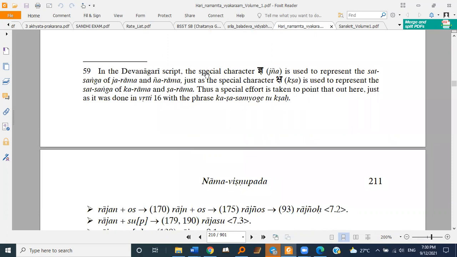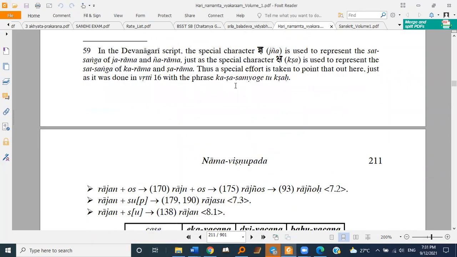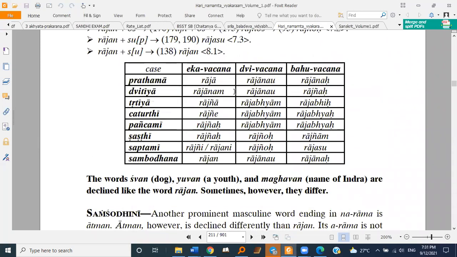So here it is. In the Devanagari script, the special character, this one, Gnya, is used to represent the satsanga of Jarama and Nyarama, like in Yajna and all. So this is the table. Raja, Rajanam, Rajanaha, Rajanam, Rajanam, Ragnaha, ityadi.